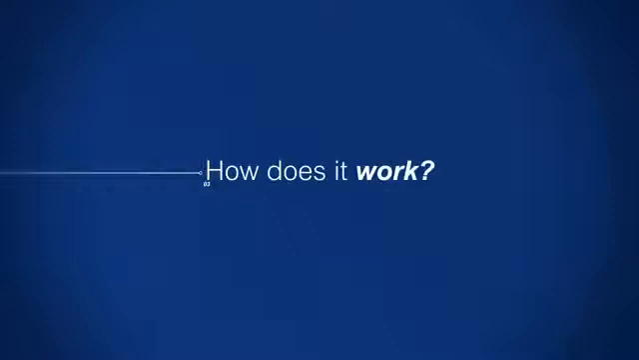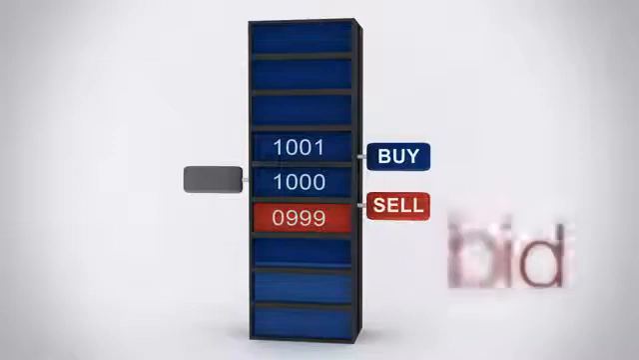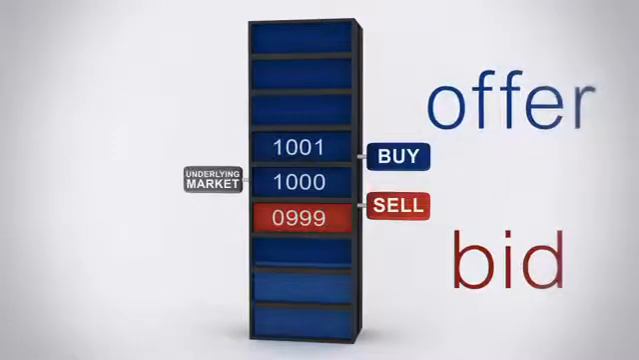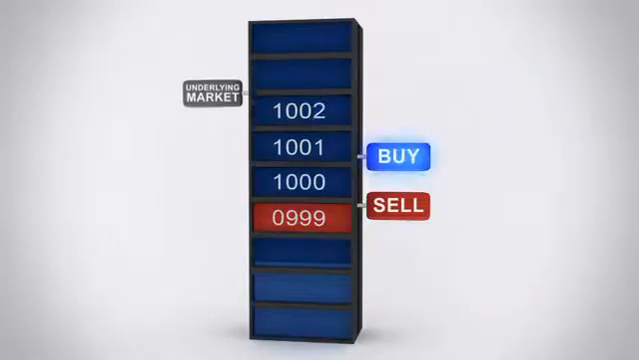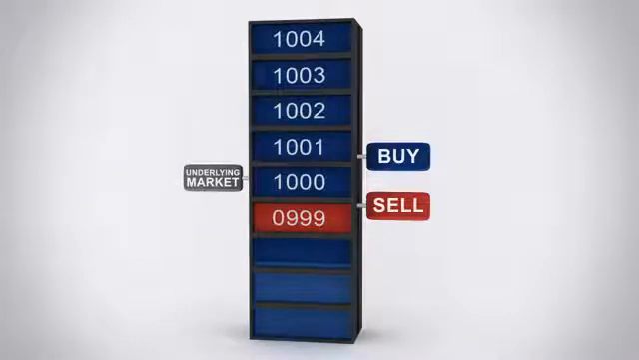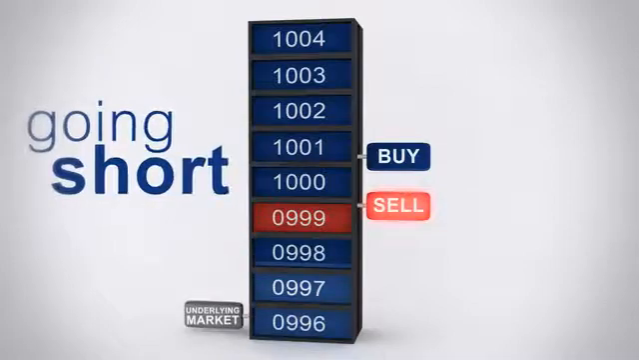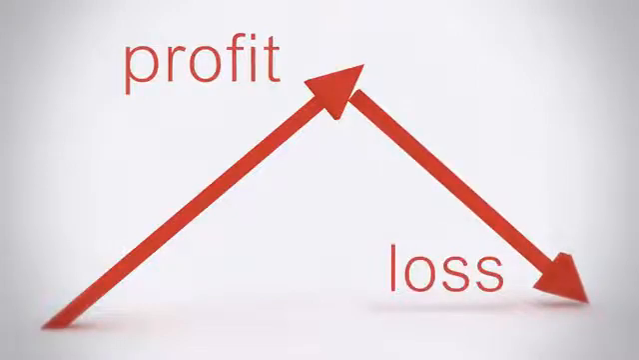How does it work? Each share or asset has a buy and a sell price, known as the bid and the offer, which is derived from the underlying market. If you think the market will rise in value, you buy at the offer price, called going long. If you think the price will fall, you sell at the bid price, called going short. The more the market moves in the direction you've predicted, the more profit you make. The more the market moves in the opposite direction, the more you could lose. It's up to you how long you keep the trade open.